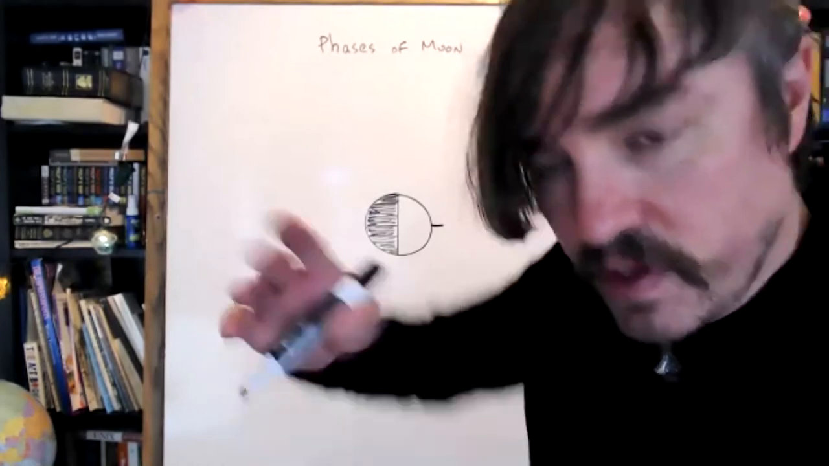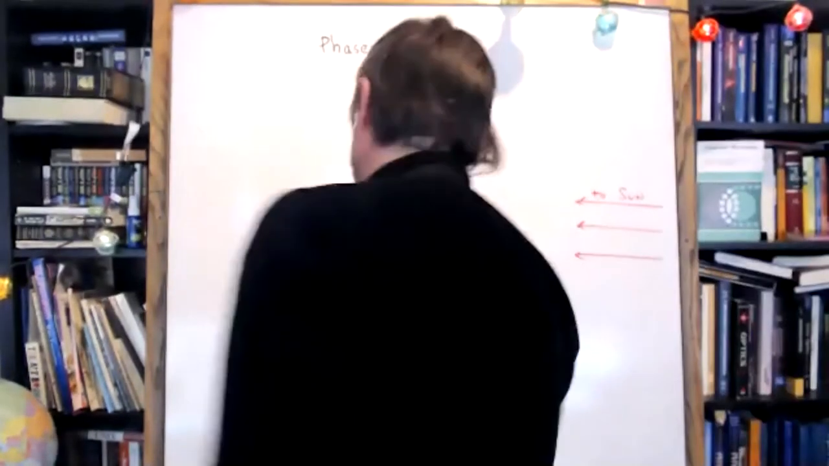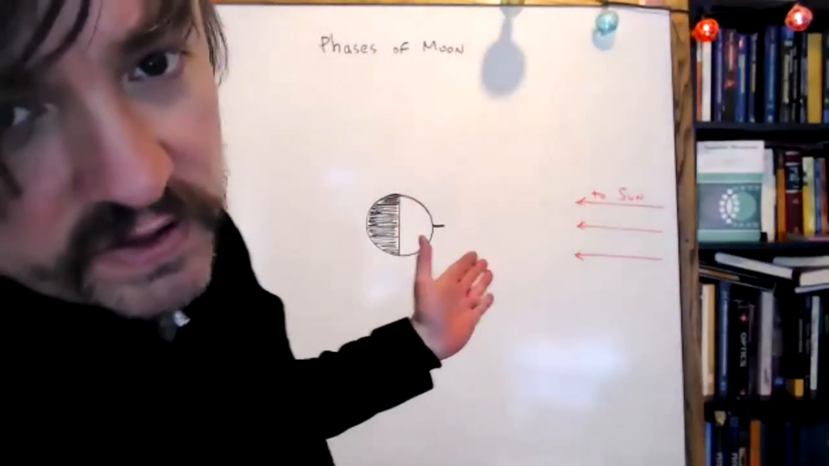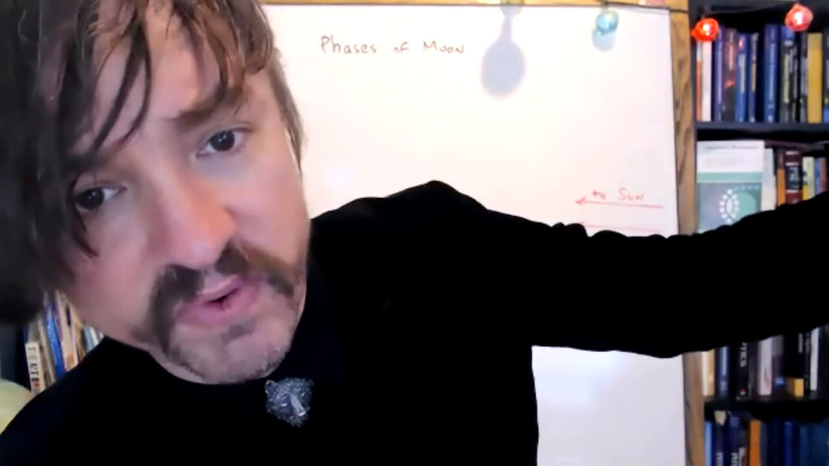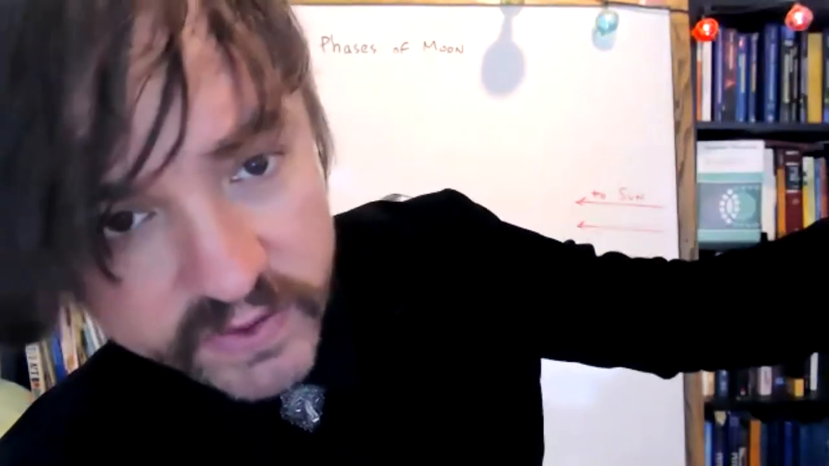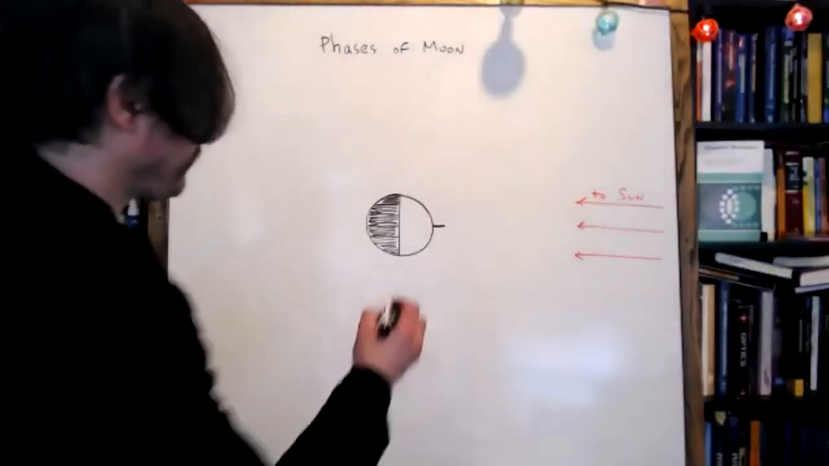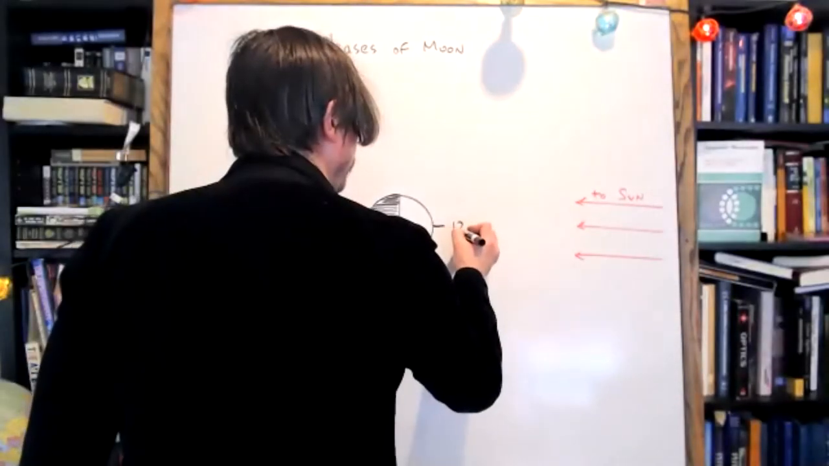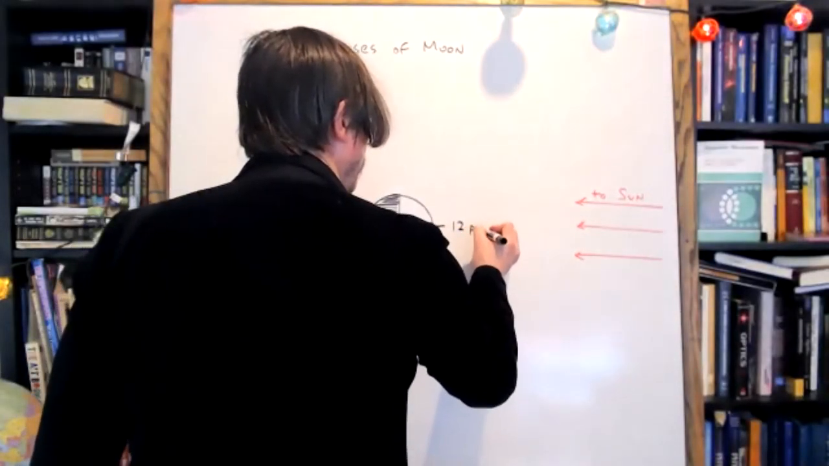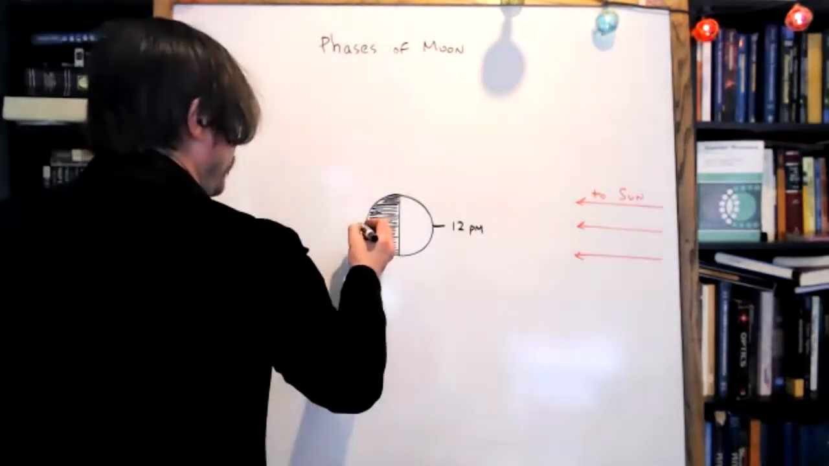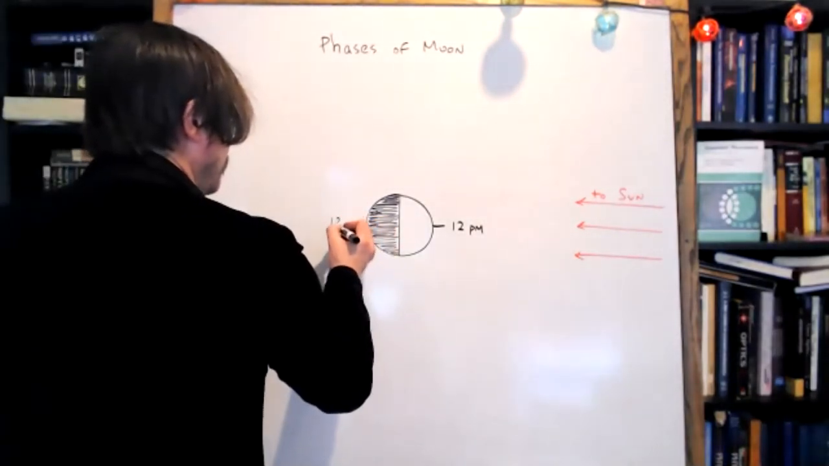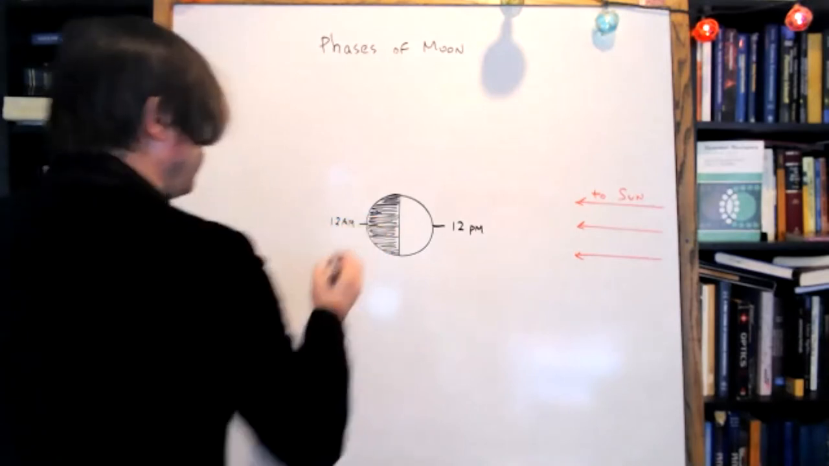Noon is when the sun makes its highest journey through the sky. Just as stars cross the meridian at their highest point through the sky, so does the sun and so does the moon. So here, if you're an observer located there, it's 12 p.m. Likewise, if you're an observer located here, that's 12 a.m.